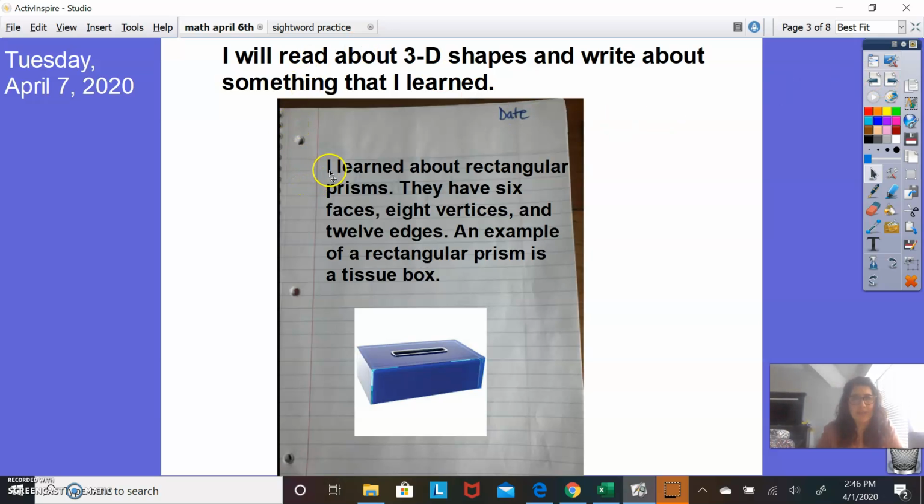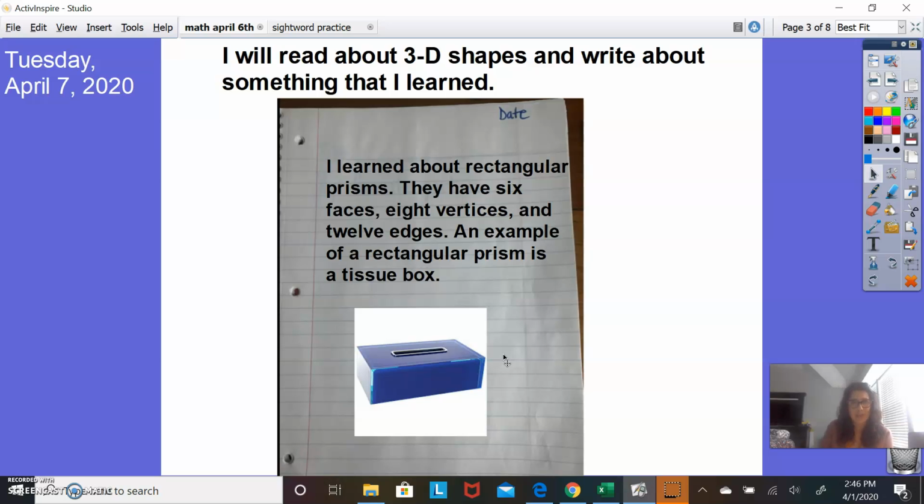I'm going to read that to you now. I learned about rectangular prisms. They have 6 faces, 8 vertices, and 12 edges. An example of a rectangular prism is a tissue box. So I can't wait to hear what you learned about 3D shapes from either our video in Epic or our book in Epic, and some of you may have already sent that to me.